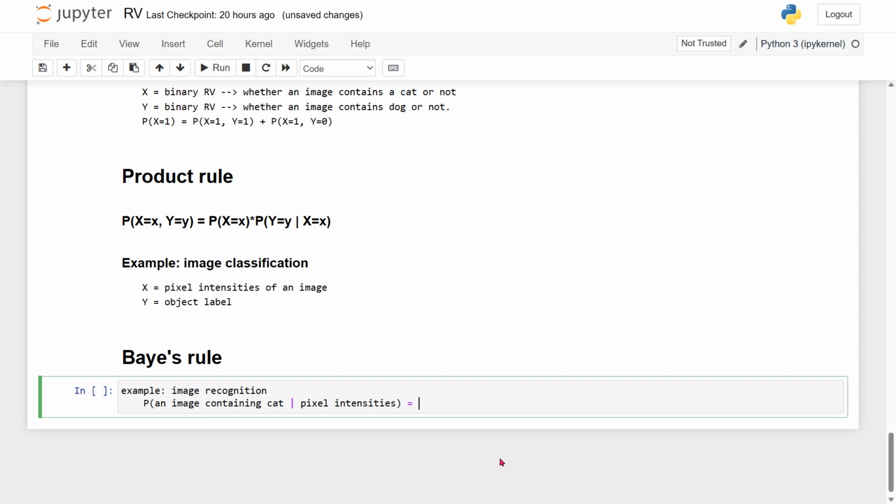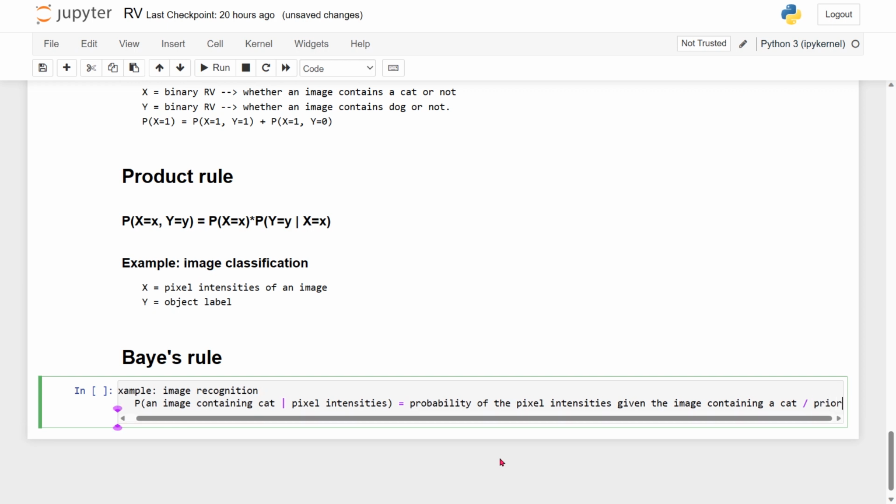So by using the probability of pixel intensities given the image containing a cat and the prior probability of an image containing a cat, using both, this can be calculated: the probability of the pixel intensities given the image containing a cat, and then the prior probability of an image containing a cat.